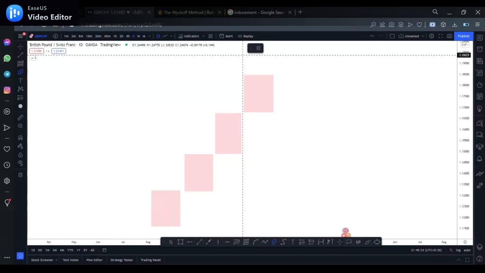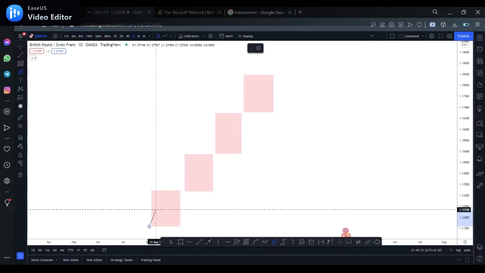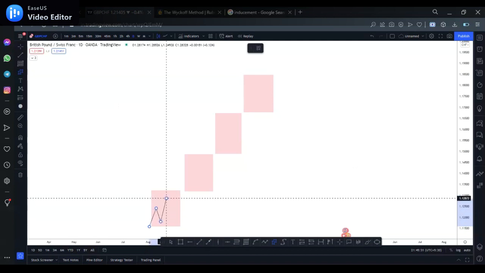So let's say this is a buying market, all right? Let's say the demand is in control right here, and you see the market going like this.